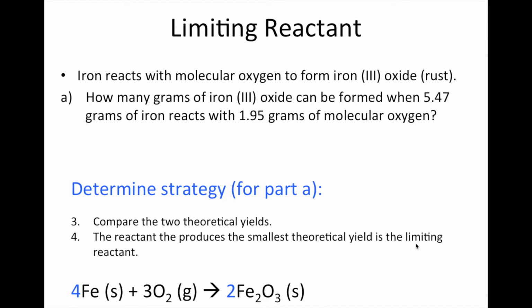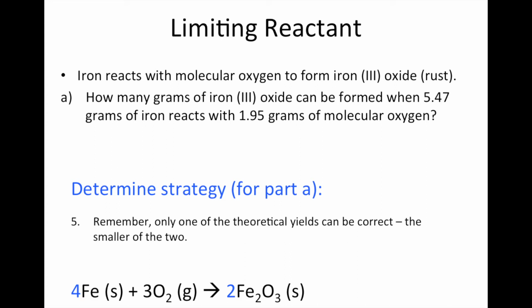We compare those two theoretical yields. The reactant that produces the smallest theoretical yield is the limiting reactant. Remember, only one of our theoretical yields is correct, so we have to clearly indicate which one of them is our answer. Much like with the car bodies and the tires, we could not produce both 8 and 12 cars. We could only produce 8 because our limiting reactant determined how much of the product, or cars, could be produced.